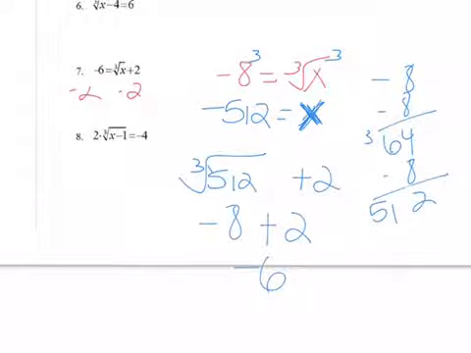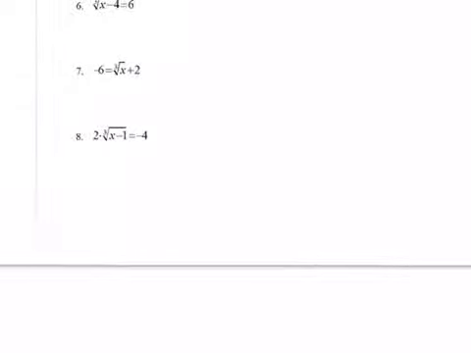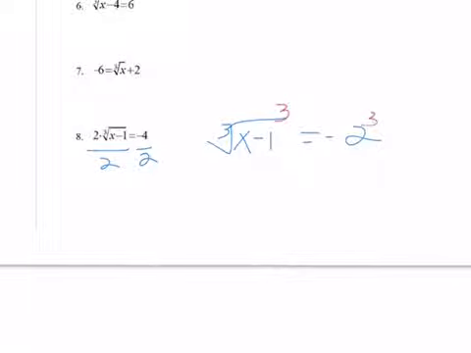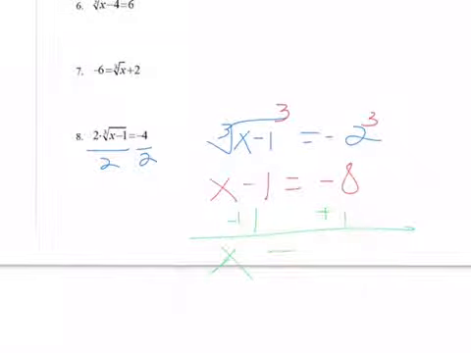And then lastly, for number 8, first you have to divide both sides by 2. Then we'll cube both sides. Add 1. And we get x is negative 7. And if you check it, it should work.